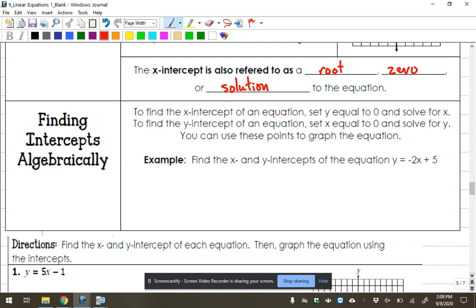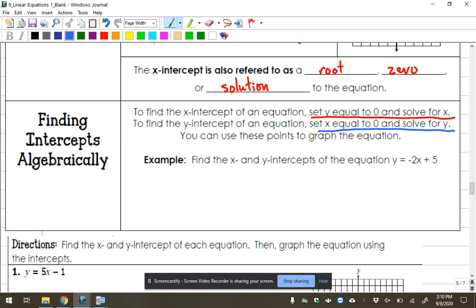All right, so find the x-intercept of an equation: set y equal to 0 and solve it for x. To find the y-intercept for an equation, set x equal to 0 and solve for y. Whatever intercept you're finding, that's the letter that's left in the problem. If you're finding the x-intercept, the x is left in the problem. If you're finding the y-intercept, the y is left in the problem. Whatever letter's in the problem still, that's the intercept you're finding.